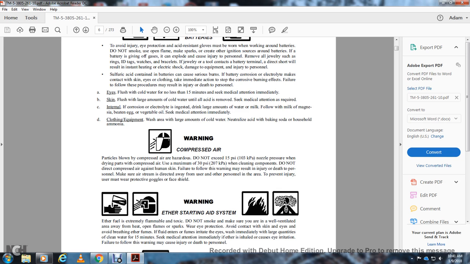Remove clothing and equipment. Wash the area with large amounts of cold water, and neutralize acid with baking soda or household ammonia. Warning, compressed air. Particles blown with compressed air are hazardous. Do not exceed 15 psi nozzle pressure when drying parts with compressed air.